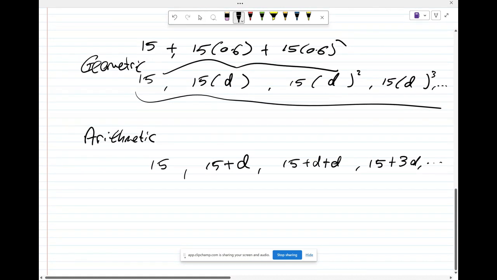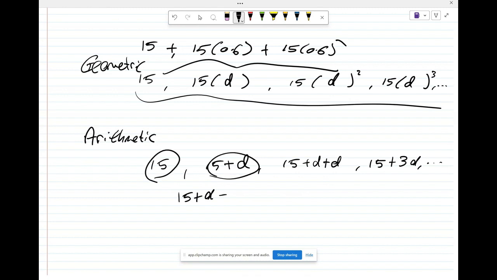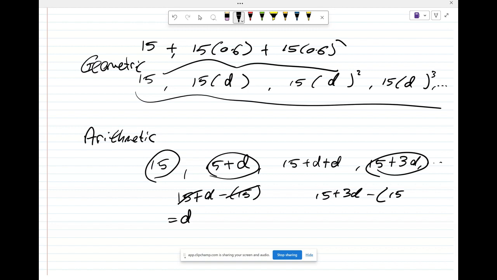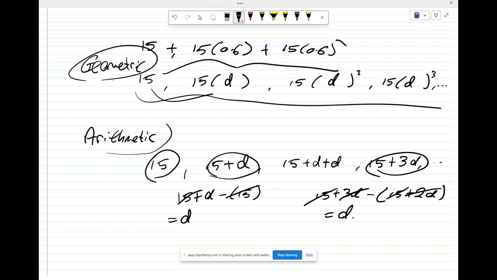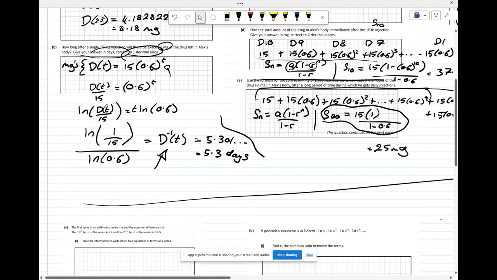And now if we wanted to find what we're adding here each time, instead of dividing, we just have to take away. So we take this term, take away this term, the 15 will minus the 15, and we get D. We take this term, 15 plus 3D minus 15 plus 2D, 15 with the 15, two of those with one of those, we get D. Okay, so to find the ratio of a geometric, you divide, and to find the difference of an arithmetic, you subtract. But anyway, why is that useful?